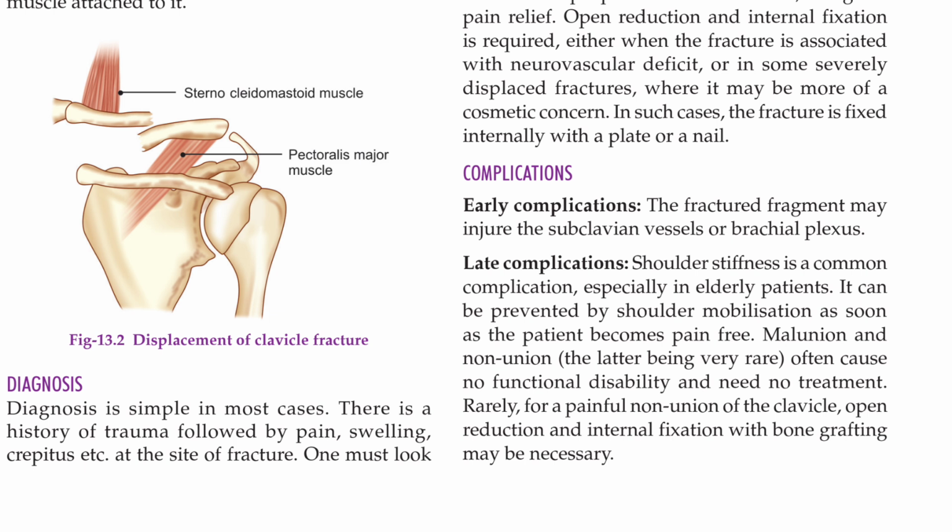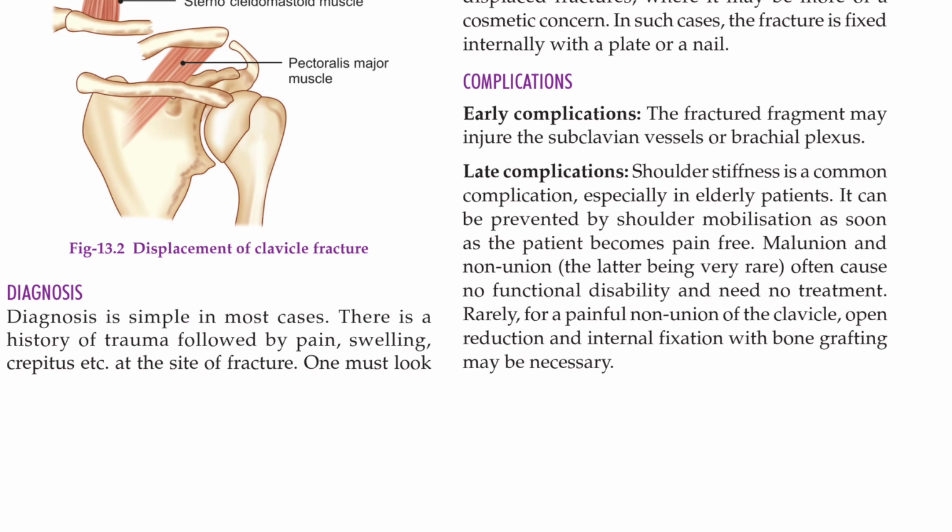Then complications we will have two: early complication and late complication. Early complication, what will happen at the start? The fracture fragment may injure the subclavian vessel or brachial plexus. And late complication, shoulder stiffness is a common complication.